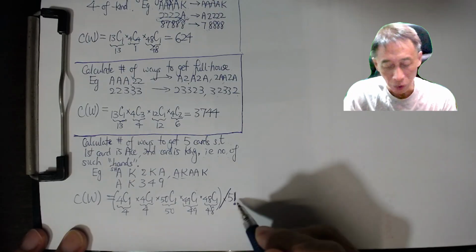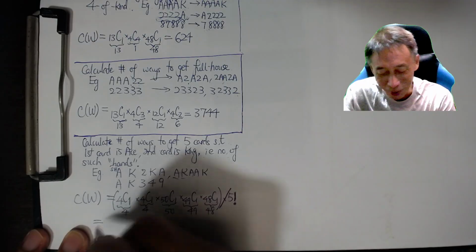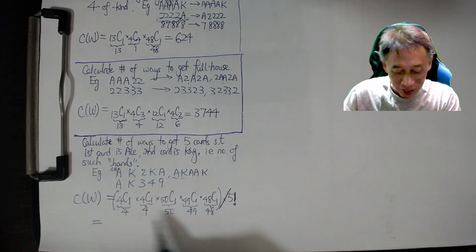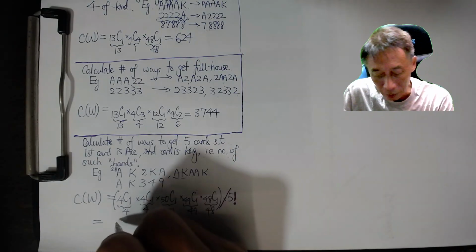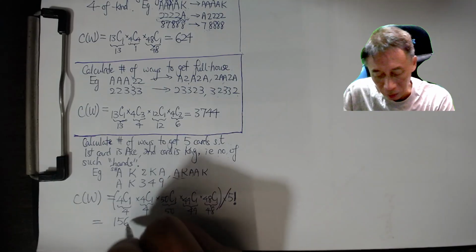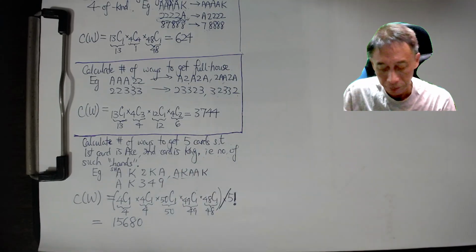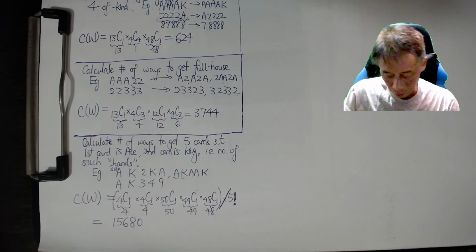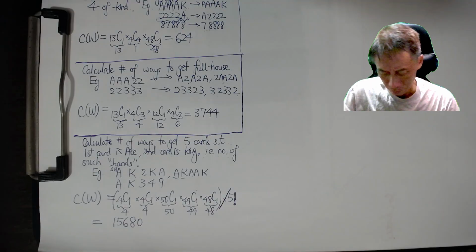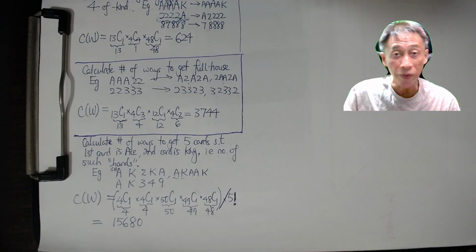Okay, so if we did everything correctly, we should not be getting decimal places, because there's a bit of fear: are we doing the right math? Are we going to get decimal places? So 4 times 4 times 50 times 49 times 48 divided by 5 factorial. That's supposed to be 120. So that is 15680. 5 factorial is 120. So 15680.